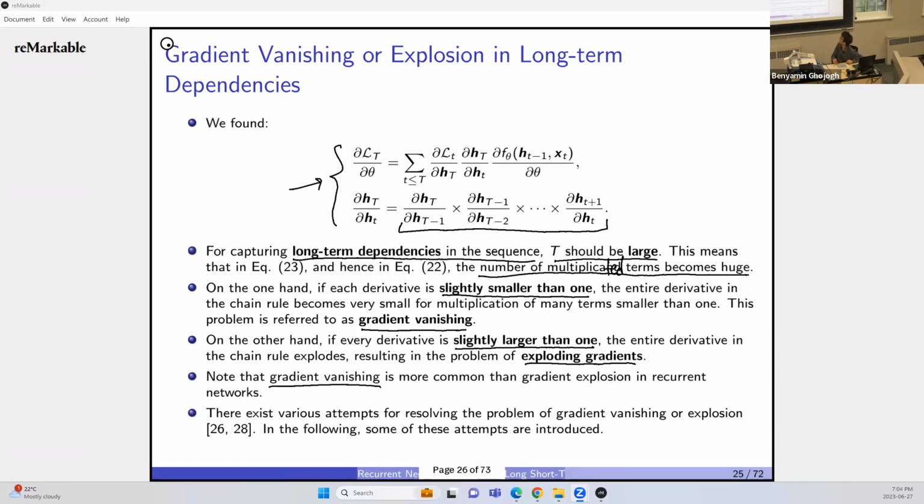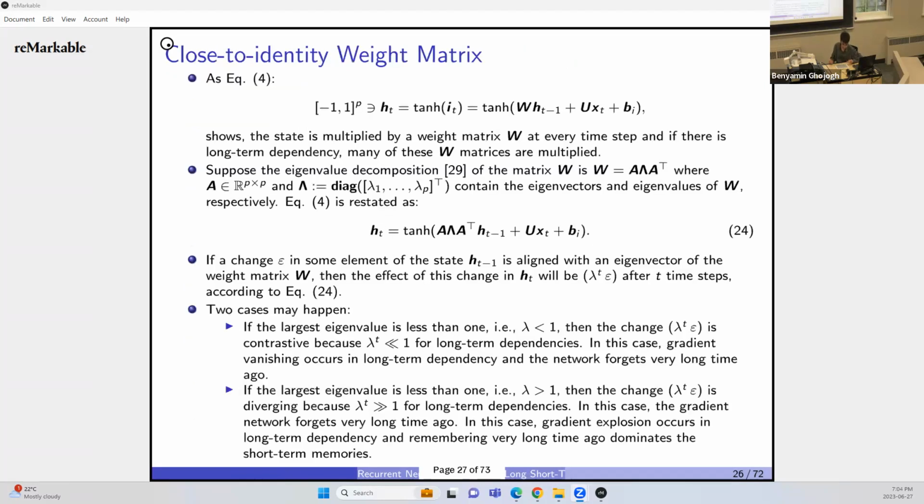And then we said, we have the problem of gradient vanishing or gradient explosion in long-term dependencies, usually gradient vanishing. Right? So we said that we need to tackle this problem with several solutions, some of which are these. So one of them is close to identity weight matrix. What do we mean? Do you remember equation 4 that we had in RNN? What was it? It was, so this was IT, right? W H_{t-1} plus U X_t plus B_i.